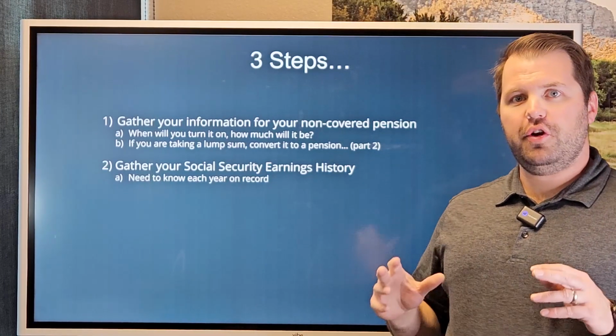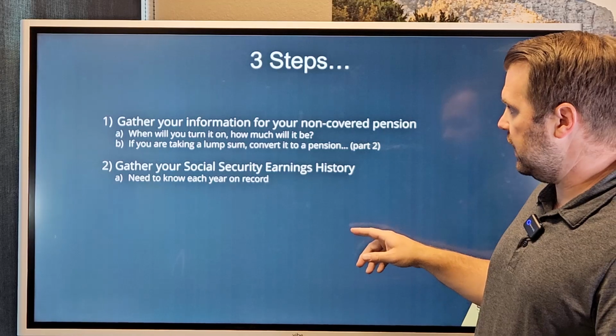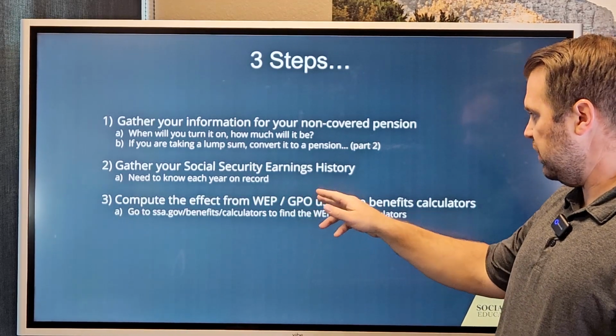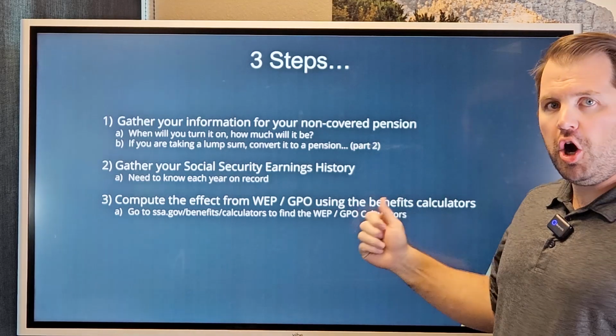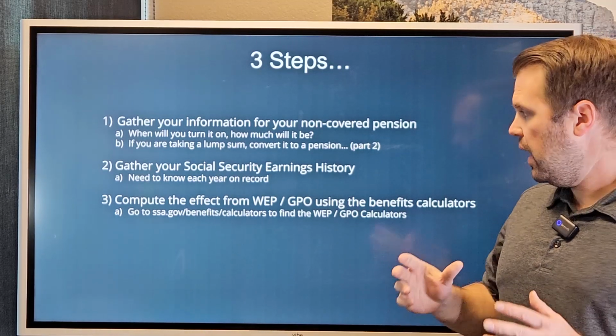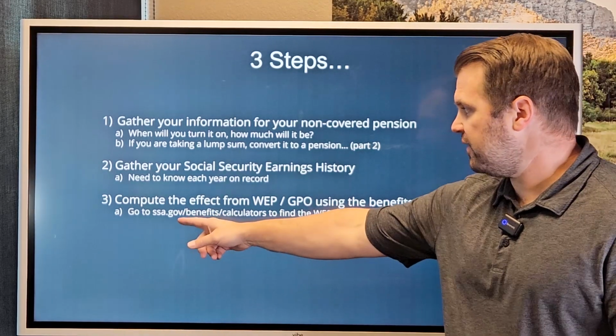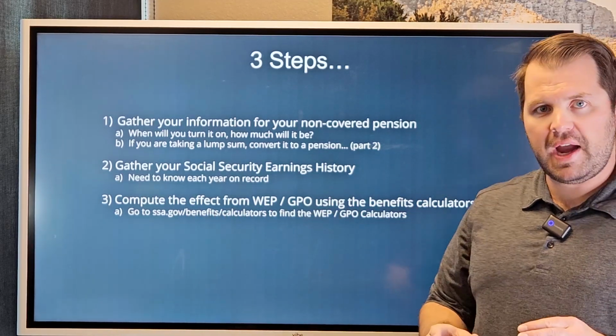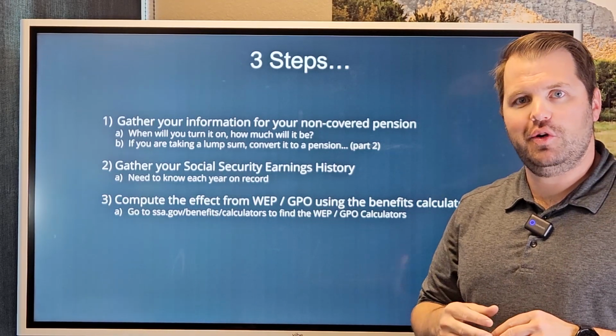The third step to calculate what effect this will have on you is to actually compute the effect from the WEP and GPO calculators online. I'm going to show you exactly how to do that. We're going to go to ssa.gov/benefits/calculators, and we're going to find the WEP and the GPO calculators.